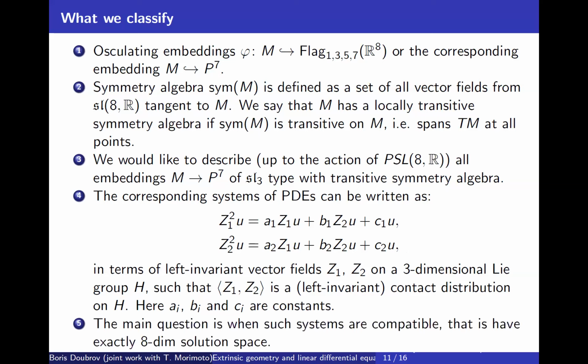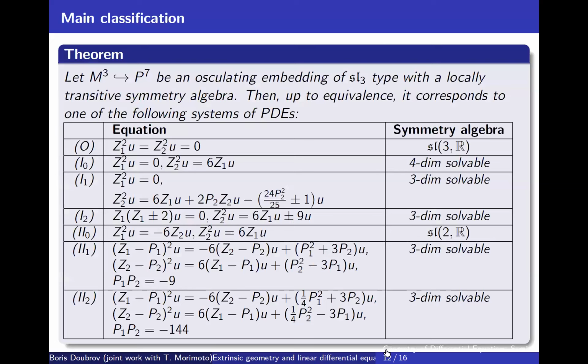And here's the final result. So this is a complete list of all such systems. Surprisingly, there are very few of them. So even if you are dealing with very huge dimensions, there are very few embeddings with locally transitive symmetry algebra. In particular, we have exactly one so-called flat example that has 8-dimensional symmetry algebra, so it's maximal possible symmetry algebra actually for such embeddings.